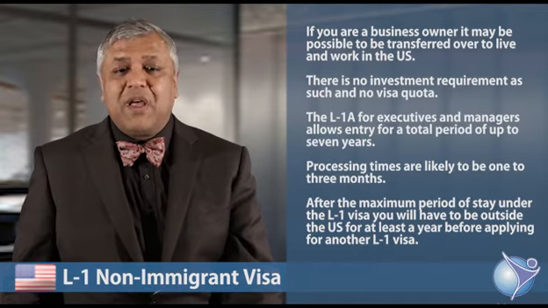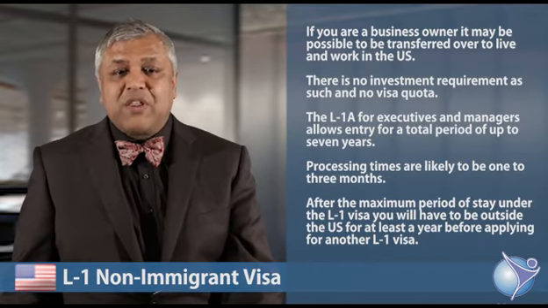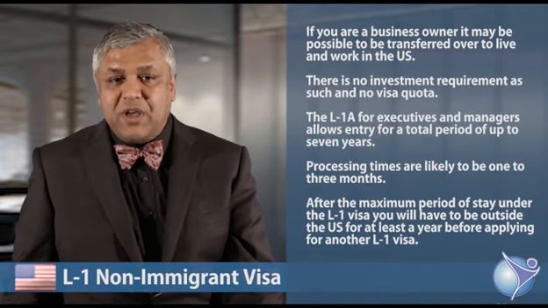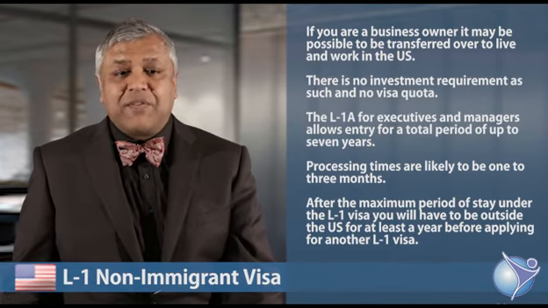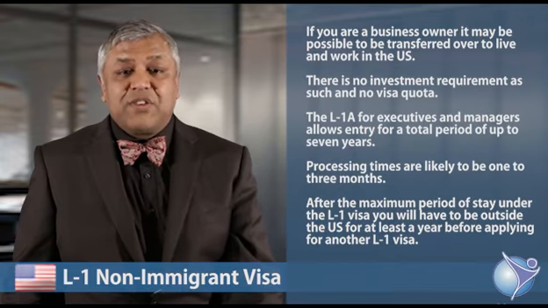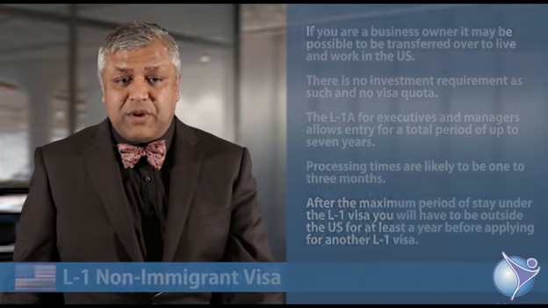Processing times likely to be 1 to 3 months. This is much quicker than most applications for lawful permanent residents. After the maximum period of stay on the L1 visa, you will have to be outside the US for at least a year before applying for another L1 visa, assuming that you cannot come under another visa category.